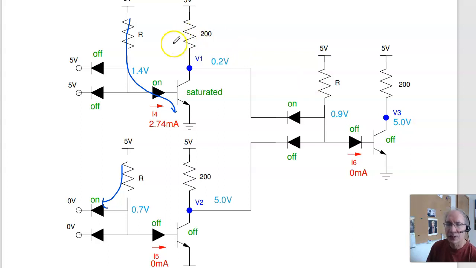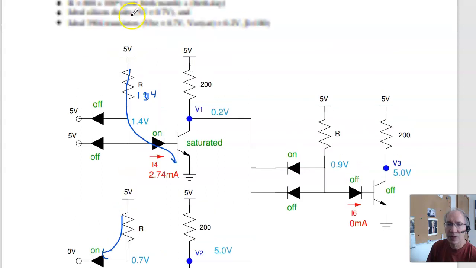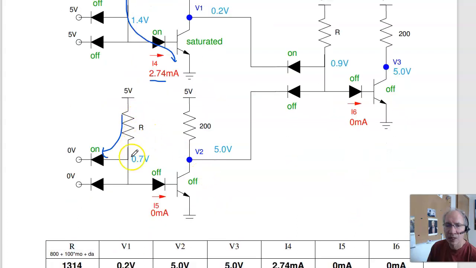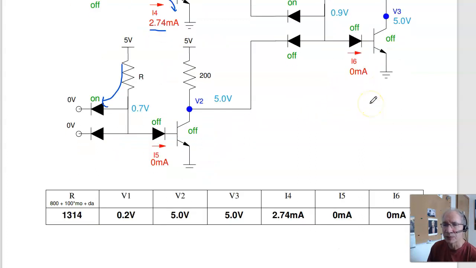To find the current, and this is 1314, 5 minus 1.4 over 1314 gives you 2.74 milliamps. This diode is off, so the current is 0. And this one's off, so that current is 0. So these should be the answers. V1 is 0.2, 5, 5, 2.74, 0, 0.